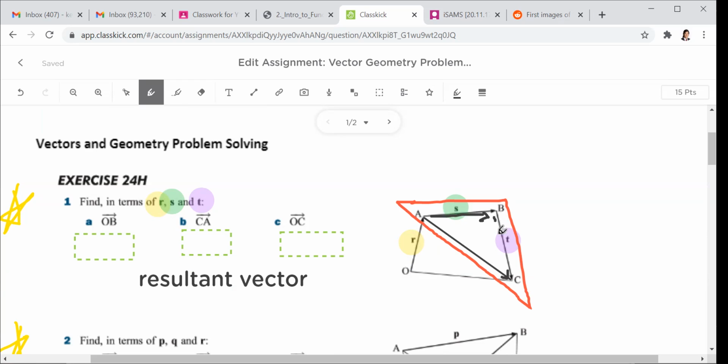Tip to tail, and we go from the beginning to here. So that would be S plus T. But direction really matters a lot in vectors. And we're actually pointing in this direction.